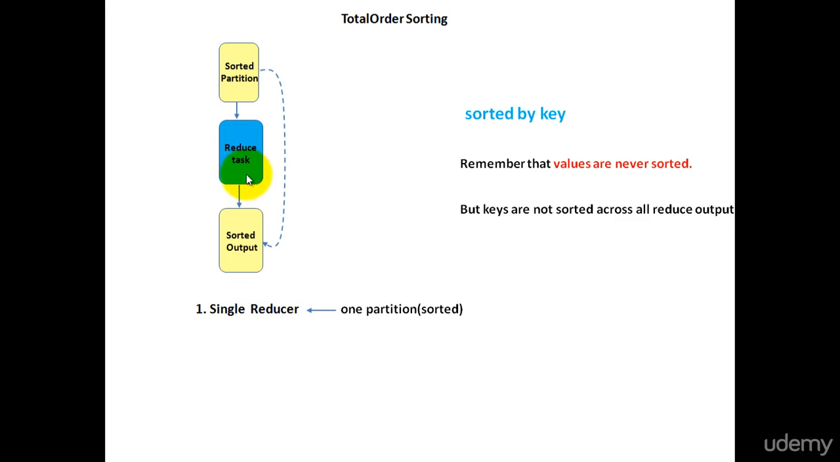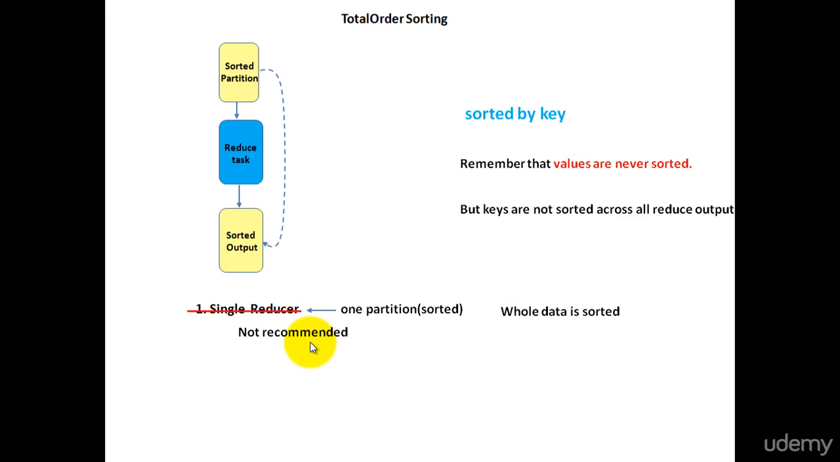If a single reducer is used, then there will be only one partition, and by default that partition will be sorted. Hence the reduce output will be sorted. As a result, the whole data will be sorted. But this approach is not recommended.